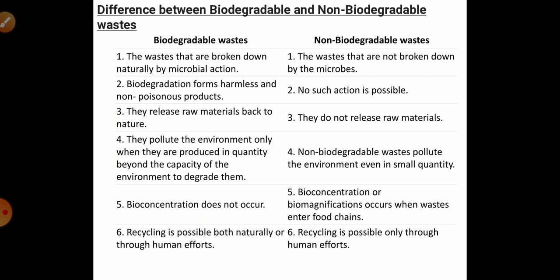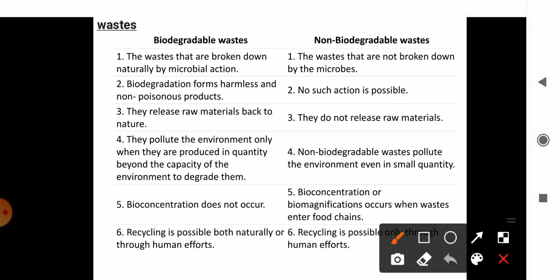Here is a difference between biodegradable and non-biodegradable waste. As I said, biodegradable waste can be decomposed or broken down into simpler forms naturally by microbial action, whereas non-biodegradable waste cannot be broken down. The biodegradable waste materials generally get recycled.